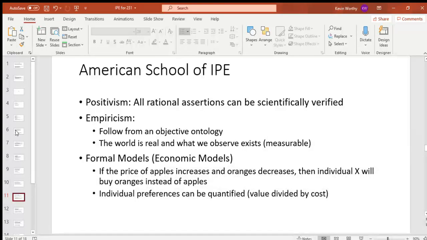But it's very clear that some of you would not do that, right? I hate apples. It doesn't matter how much apples are, how much oranges are. I don't eat apples for a multitude of reasons. It doesn't matter the price of an apple. I'm always going to go for an orange, right? So not all of this can be explained. The American school is buying into this formal modeling. Even though that's the problem that Susan Strange was worried about, the American school has bought into the economics model, and that's an issue that they face.